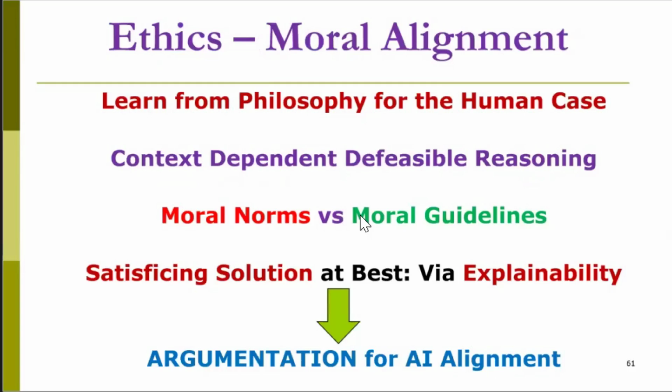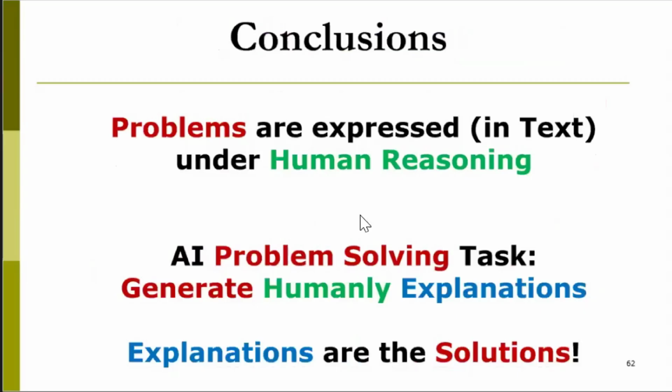There are no norms which are strict. If you want to capture value alignment, moral alignment, it's better to capture it in some defeasible framework that has this flexibility, and argumentation is what to do. Right, conclusions.